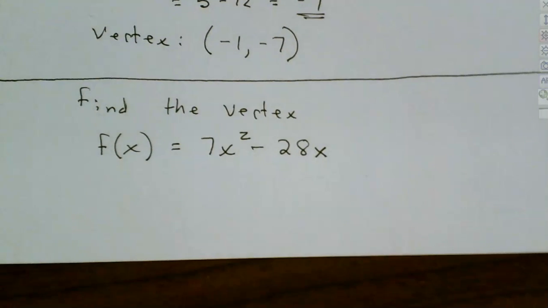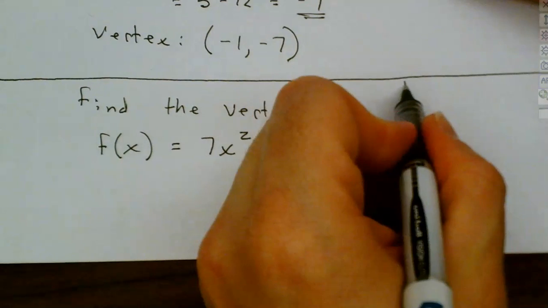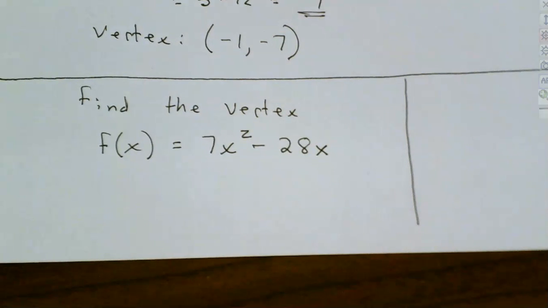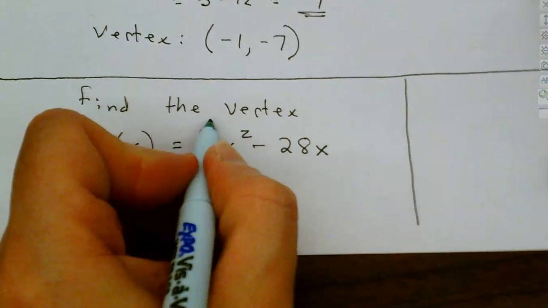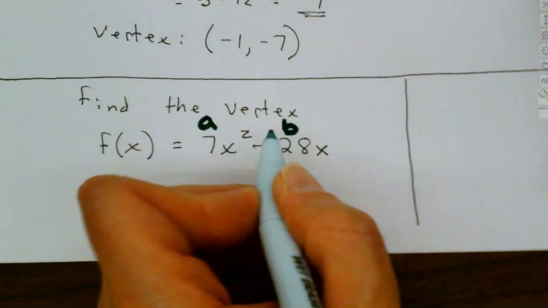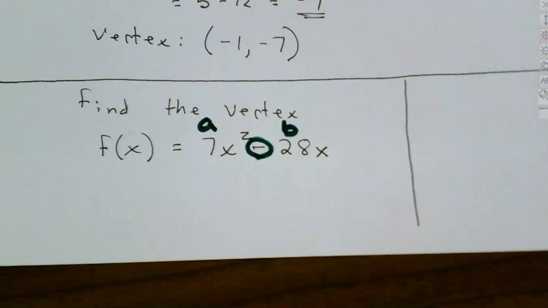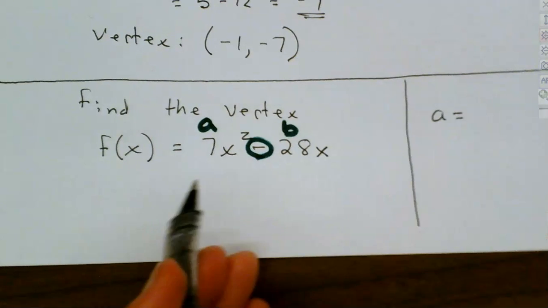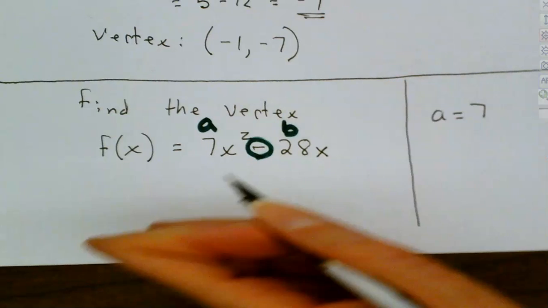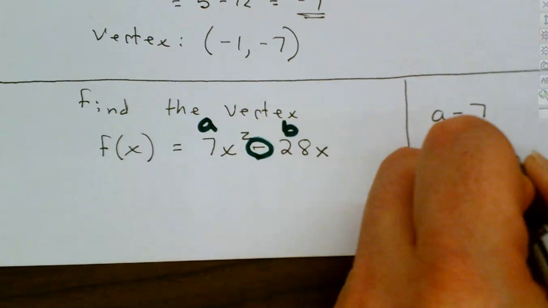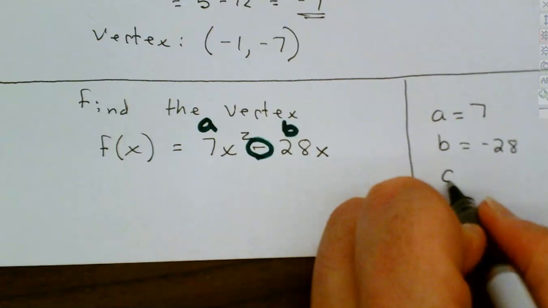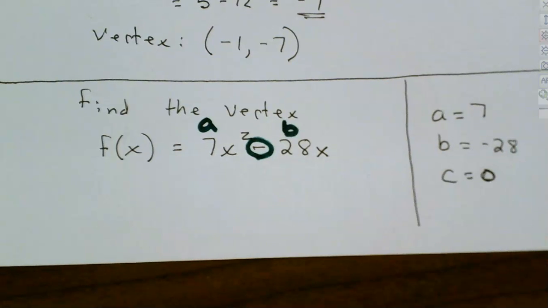So we need to use our vertex formula. And if we are missing the c, that's okay. So c can be 0. If there's no c, it's going to be a 0. So let's see what we've got here. We've got our a, which is the 7. And we've got our b, which is the negative 28. And our c is not there, so c is 0. So I always like to label the pieces. a is 7, b is a negative 28, and c is going to be a 0.